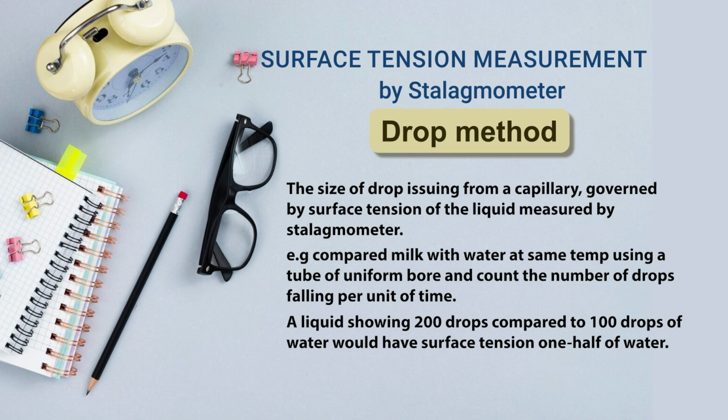If the surface tension is more, there will be less number of drops. If surface tension is less, there will be more number of drops. So a liquid showing 200 drops compared to 100 drops of water would have surface tension 1/2 of the water.